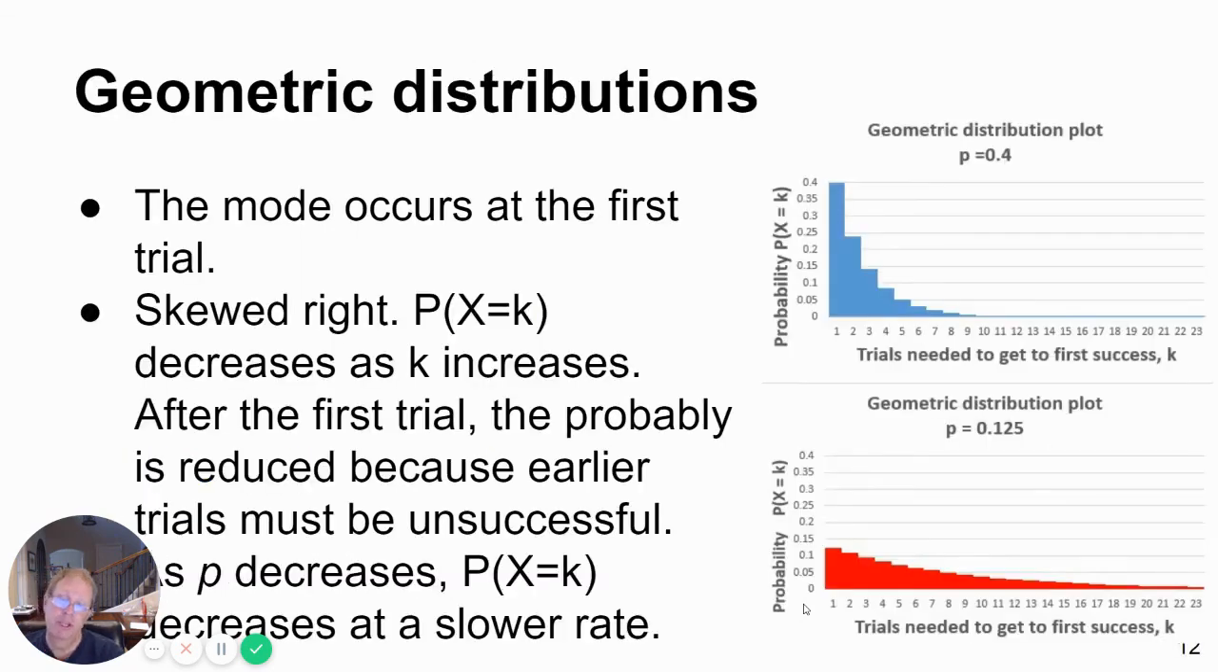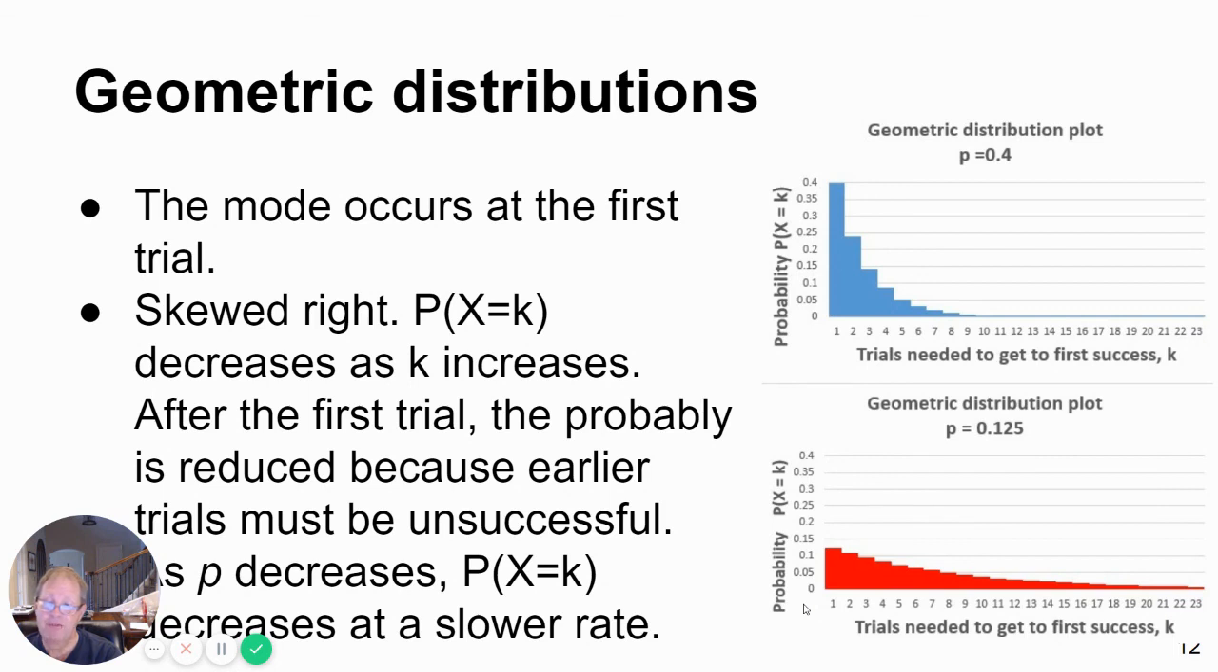Now let's talk about the shape. The mode occurs on the first trial. Okay, so the geometric distribution always starts high and declines rapidly. The mode occurs on the first trial. They're always skewed to the right, and the probability decreases as k increases.